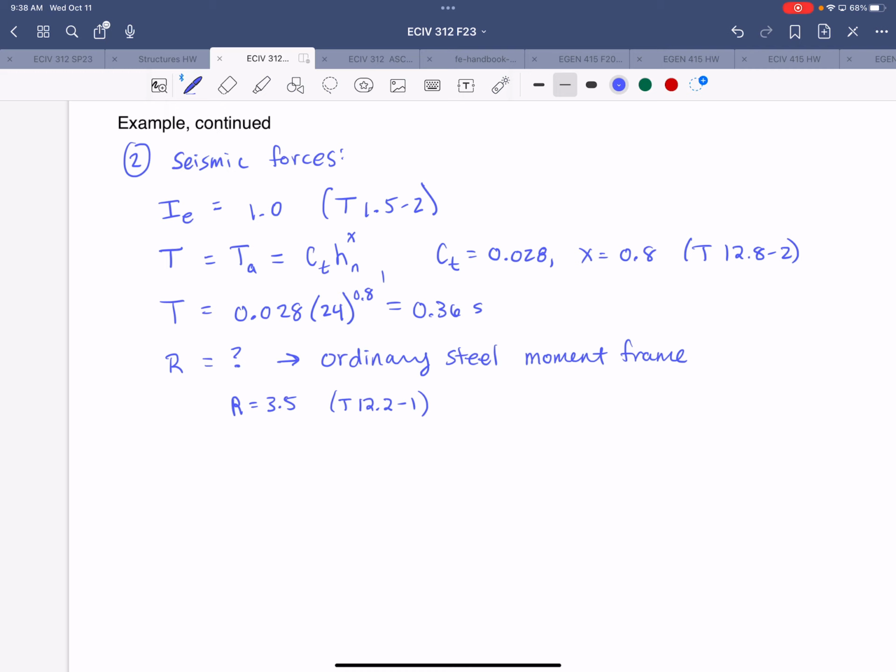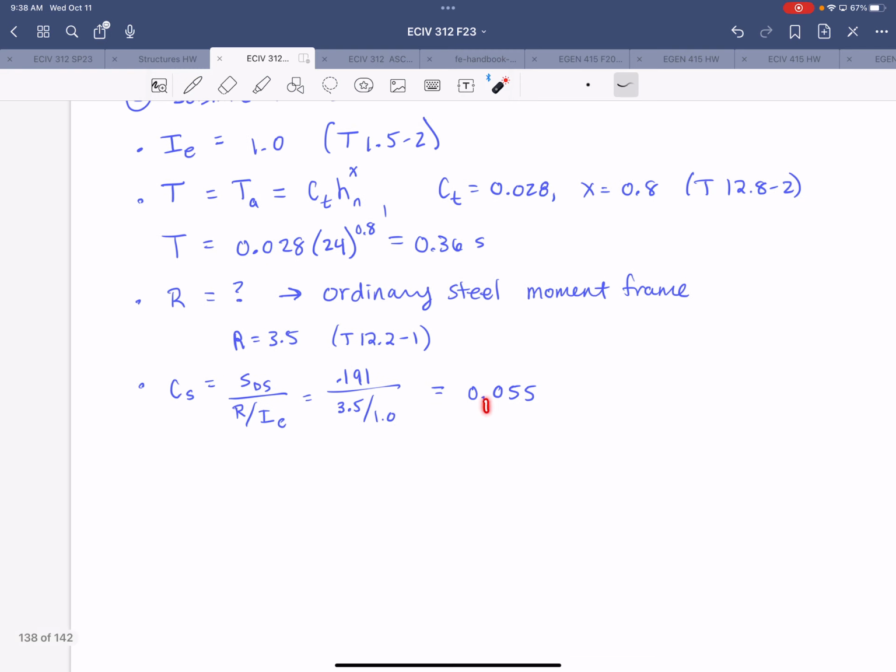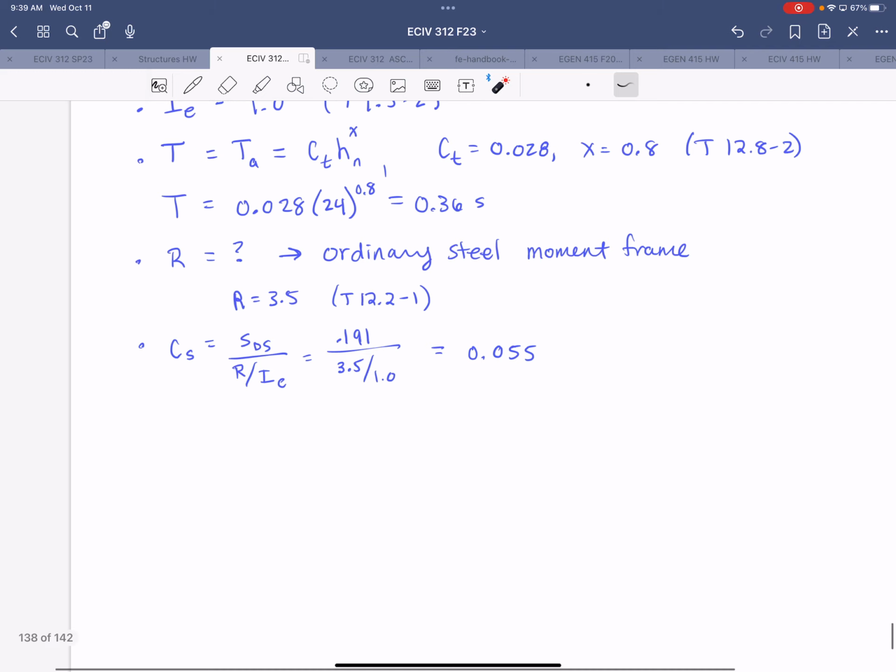So now we can calculate our CS value. So CS is equal to SDS divided by R over IE. SDS was 0.191, and we had 3.5 and 1. So we get a value of 0.055 for our CS. So this would represent 5.5% of the weight of the building is going to be our base shear. But first we need to check the limits, right? We have some lower and upper limits to verify.